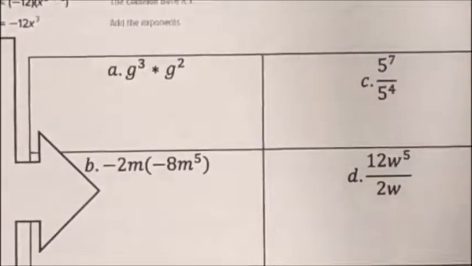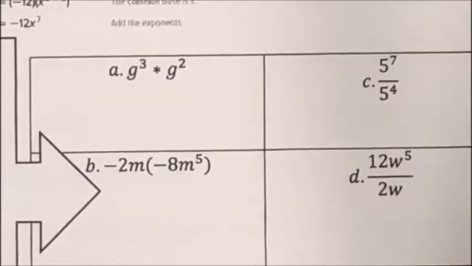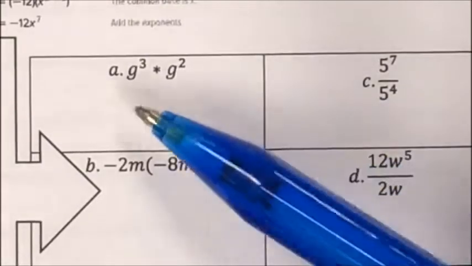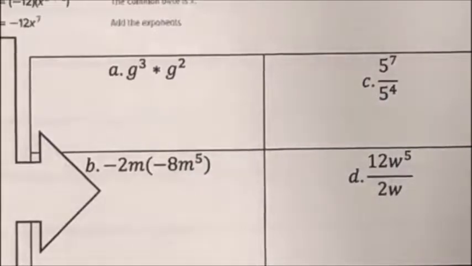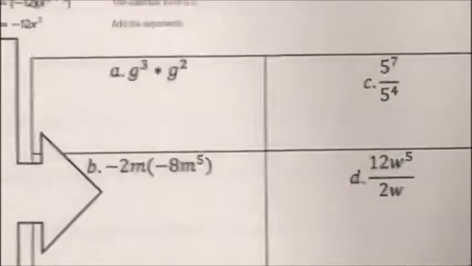All right, now that you've gone over the try it problems by yourself, let's go over the answers together. The first one says g cubed times g squared. So what I'm going to do is I'm going to come over here to my workspace area on the other side.